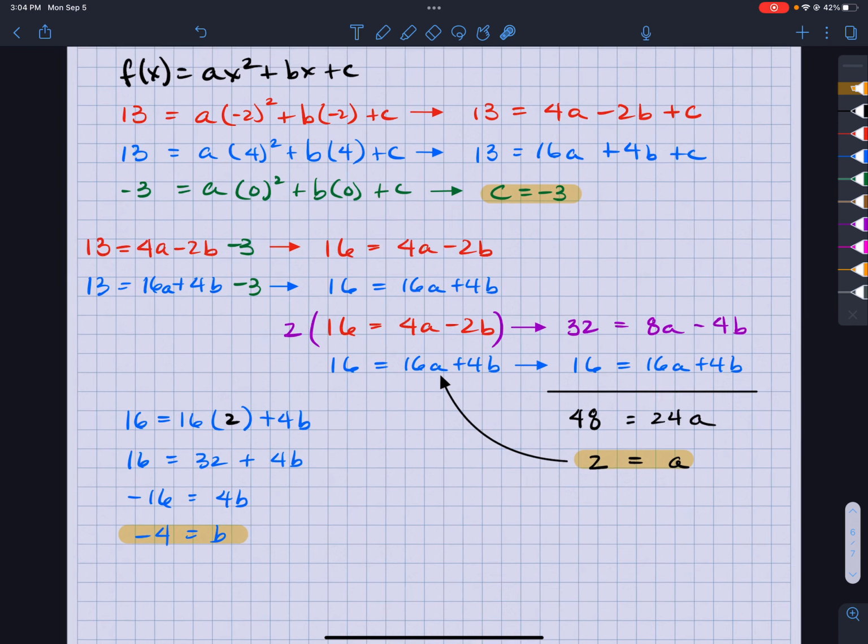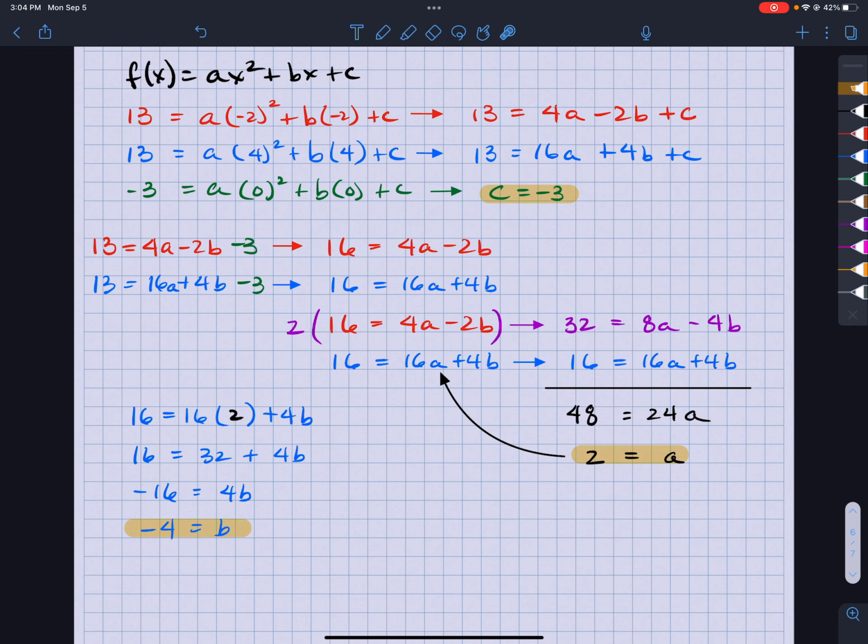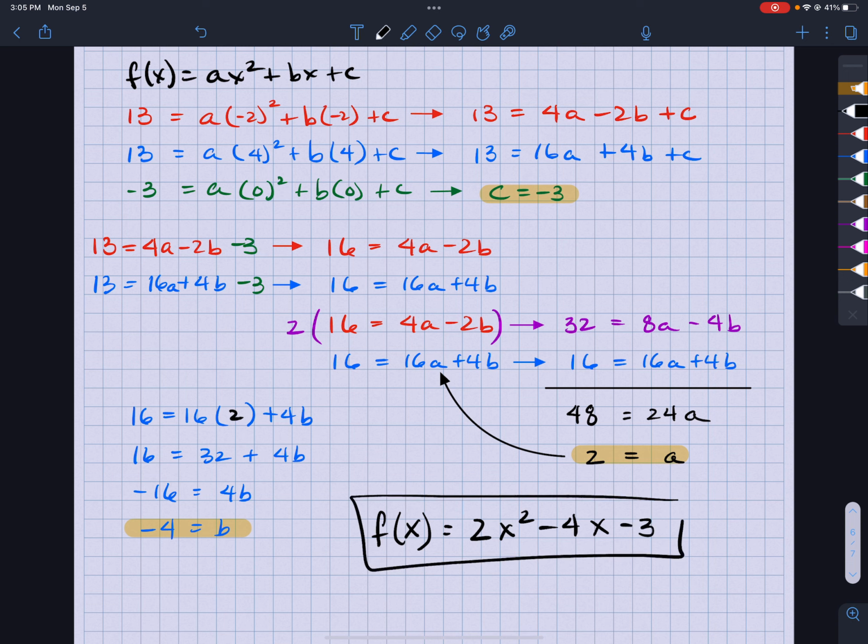Okay, so now that I have my a, b, and c's, now I can rewrite my function f of x is equal to a, 2, x squared, b, minus 4x minus 3. So that, ladies and gentlemen, would be my equation.